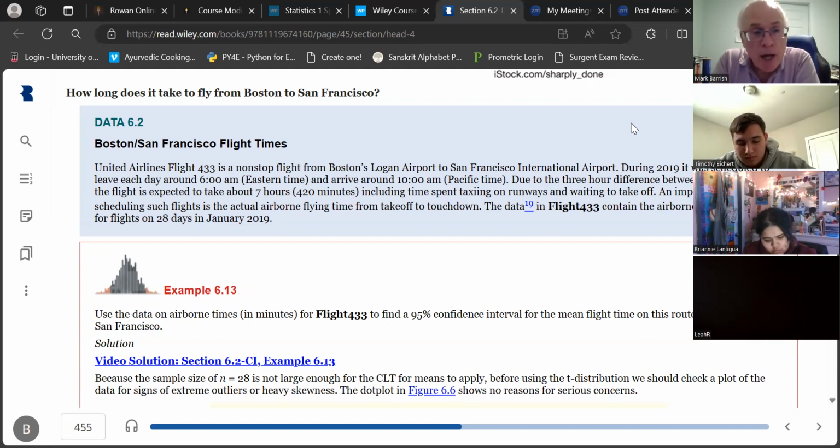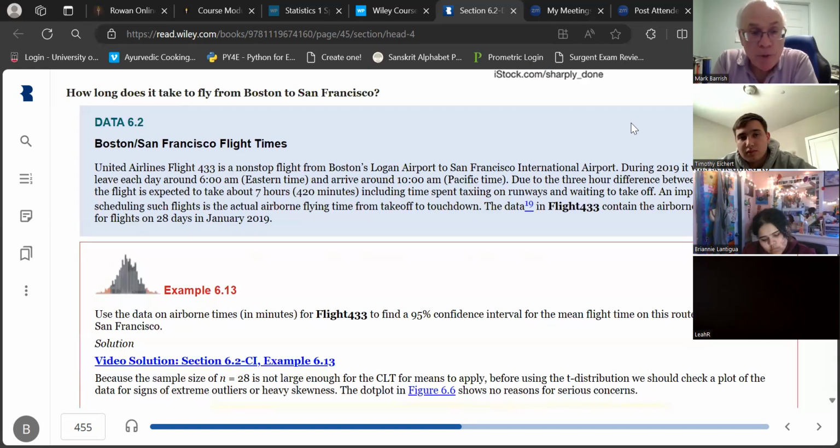So it says here an important factor in scheduling these flights is the actual airborne flying time from takeoff to touchdown. And that's what the quantitative variable is in this case. All right, it's the actual airborne time, call it, in minutes. And they took this data for flights on, I guess they randomly selected 28 days. Maybe it wasn't randomly selected, but should have been. On 28 days in January 2019. So there's some question about whether it's random or not, but we'll assume random sample.